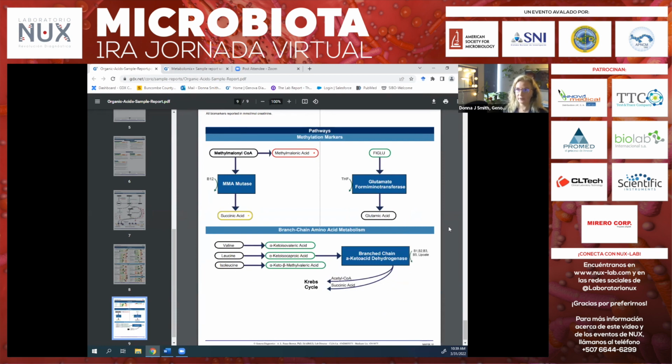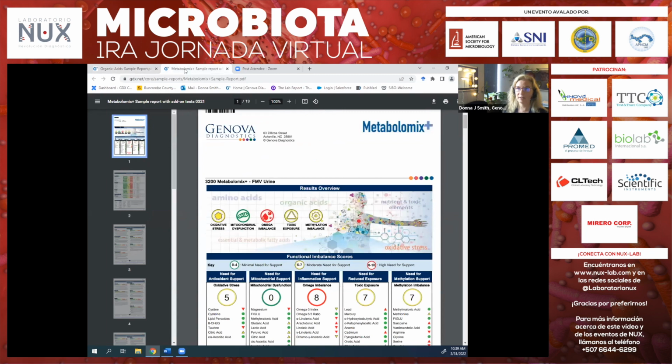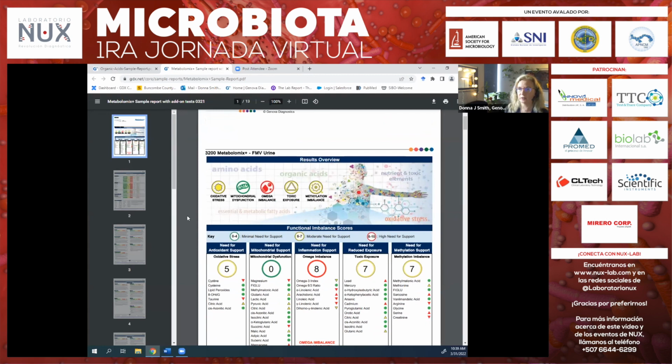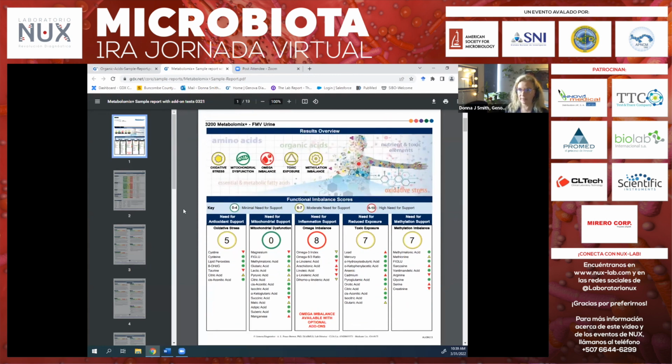Now, we do offer a more extensive nutritional assessment, and it's called our Metabolomics Report. And I'm going to switch to that screen here. So our Metabolomics Report, here on the first page, the design and interpretation of it is very similar. But we do add two additional pillars considered for nutritional health. One is the oxidative stress pillar, and the other is our omega imbalance pillar.